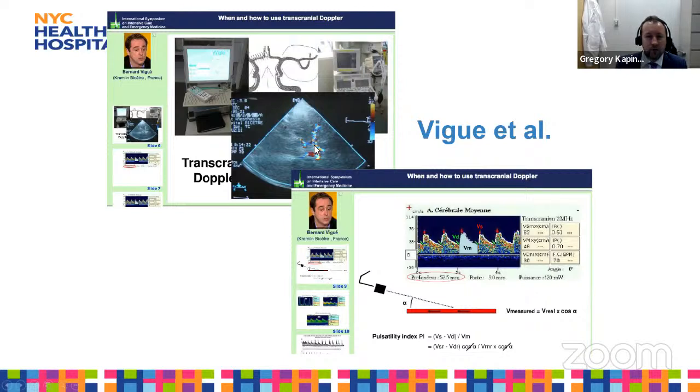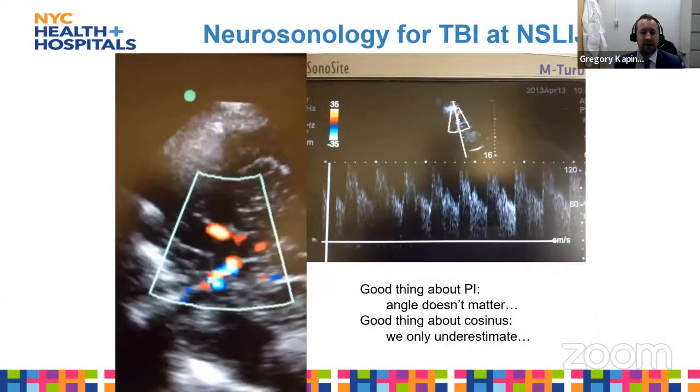But anyway, even if you're a poor sonographer, just making sure that you're picking the MCA, you're going to get a pulsatility index. And the beauty of the pulsatility index is that because you're doing a ratio, you're removing the cosinus of the angle. So even if you're wrong and you're almost 90 degrees in insonating your MCA, your PI will still remain valid because you're removing the angle because it's a ratio. So the good thing about the PI is that the angle doesn't matter.